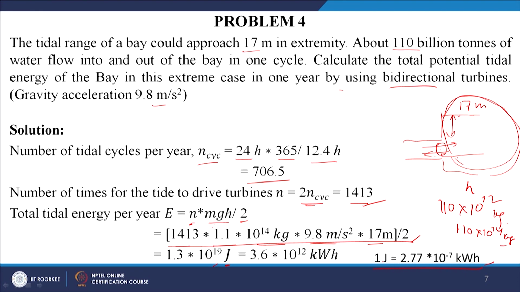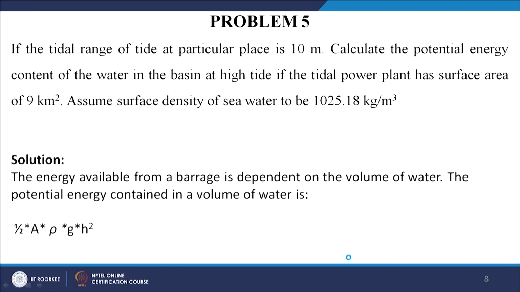So, if we use this conversion in terms of kilowatt hour, this joule will be converted to 3.6 into 10 to the power 12 kilowatt hour. So, this is the energy which is generated throughout the year. Our problem was to calculate the total potential tidal energy of the bay in this extreme case in 1 year by using bidirectional turbines. So, this is how much energy we can produce in a year in this extreme case. Now, the problem is solved and we are coming to the next problem.